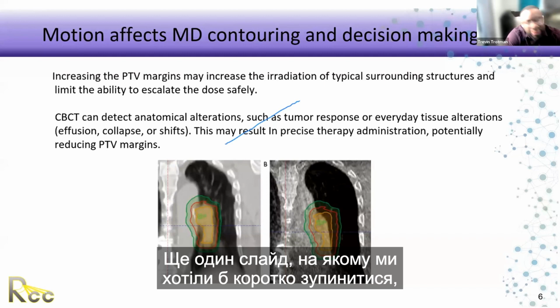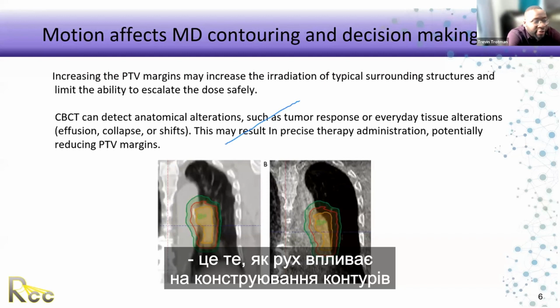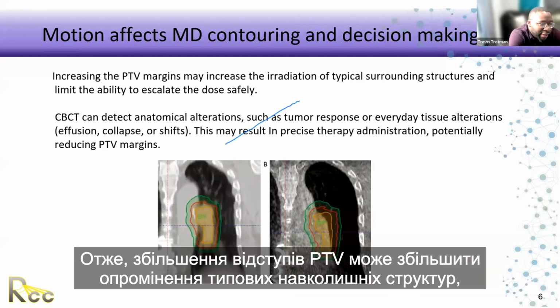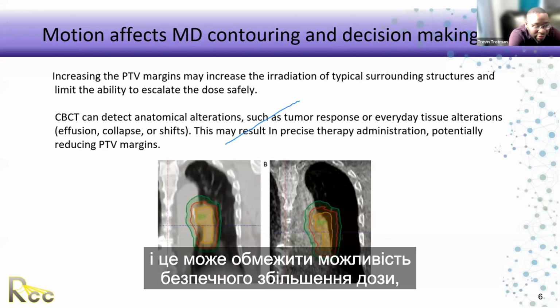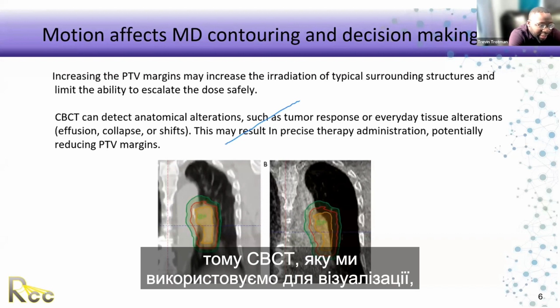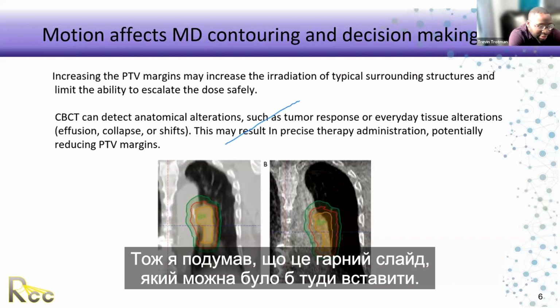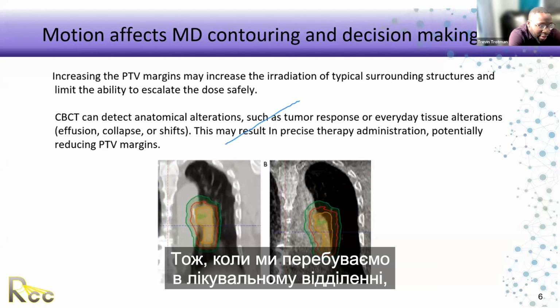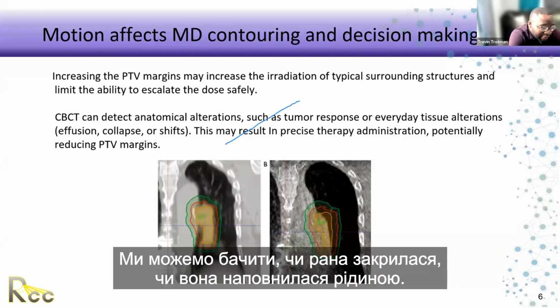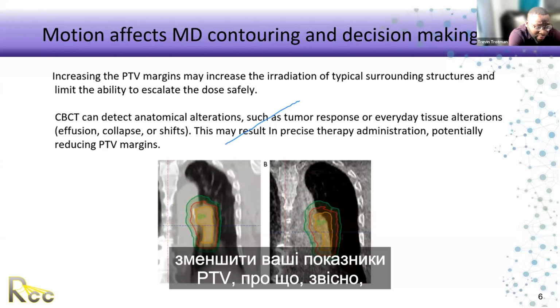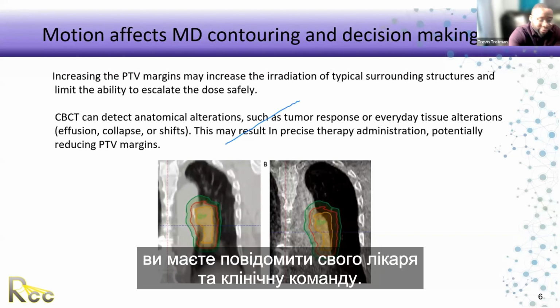Another slide that we wanted to focus in on briefly was how motion affects MD contouring and decision making. Increasing the PTV margins may increase the radiation of typical surrounding structures, and it may limit the ability to escalate the dose safely. CBCT, what we use for our imaging, can detect different alterations, tumor response, and everyday tissue changes. So I thought this was a good slide to put in there. When we're on the treatment unit, we can always see changes. We can see if the lung collapses or if it's filled with fluid, and of course those are things that can potentially reduce your PTV margins, which of course you would escalate to your MD and clinical team.